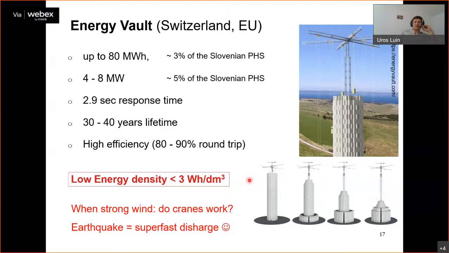The drawbacks that you can see around the scientific and engineering debate are how this can charge up when there is strong wind. Do the cranes work when there is strong wind and you need to store the excess energy? And also, what if there happens to be some earthquake? So here I make a humorous remark: it would be a super fast discharge if some earthquake comes. But anyway, it's quite good technology for storing a certain amount of energy.